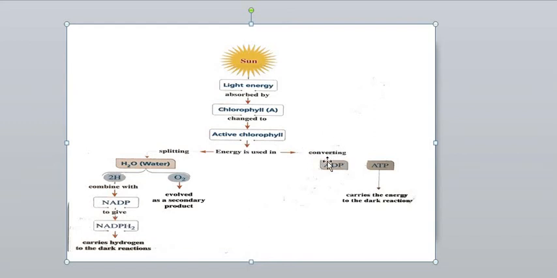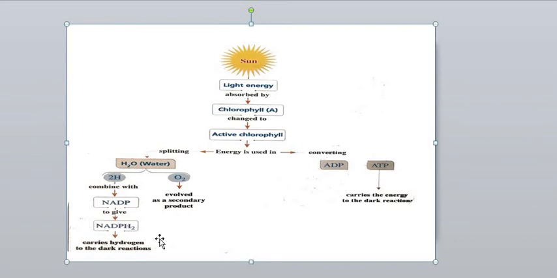Here is what happens: ADP also finds the phosphorus to carry the energy and become ATP, which carries the energy to the dark reaction. So we have energy which changes ADP to ATP to do the dark reaction, and also the splitting of the light, where energy carries the hydrogen into NADPH2 to do the dark reaction. So the dark reaction now needs what? It needs ATP and NADPH2 to do it inside the stroma.